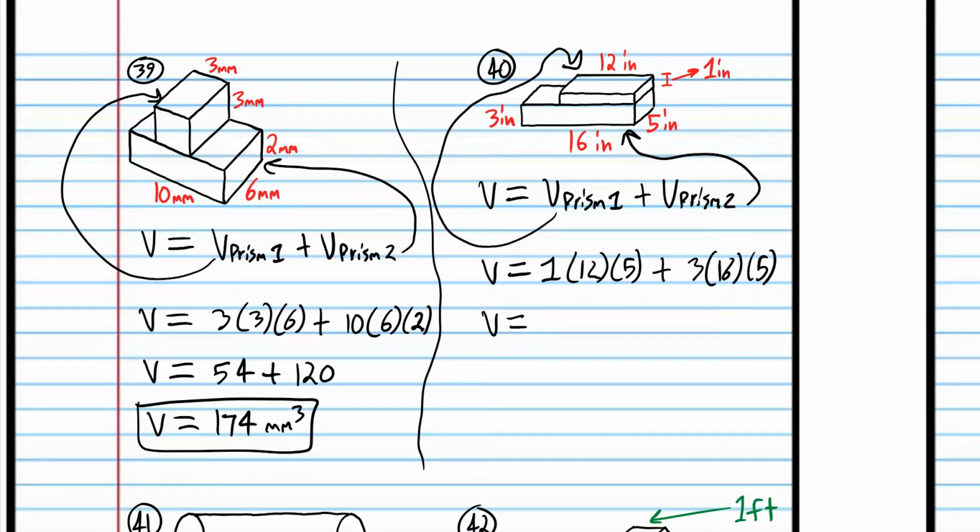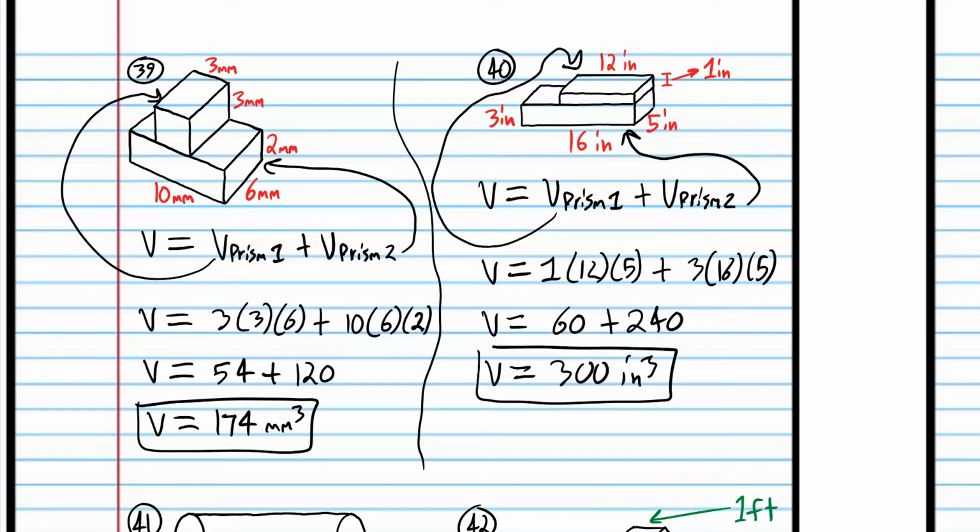So volume is equal to 60 plus 240, it looks like. And then we have 300 cubic inches. So if you got that answer, good job.